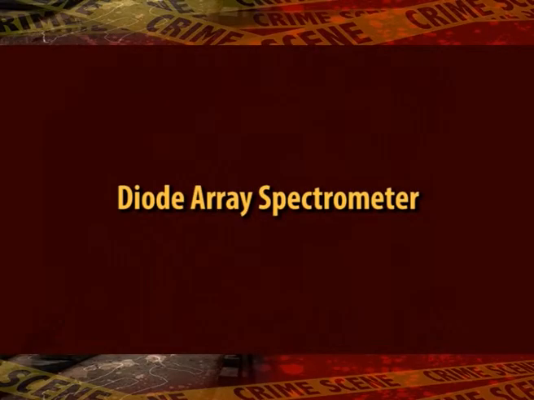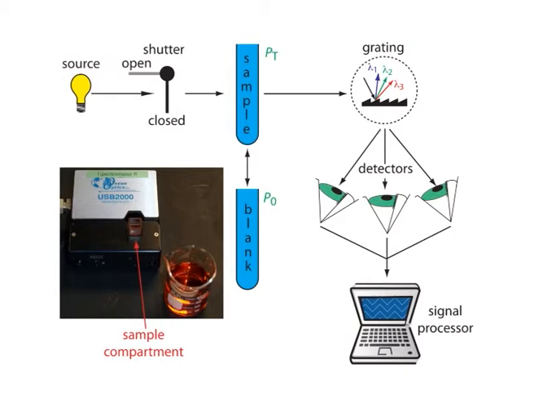Diode array spectrometer. A photodiode array spectrometer consists of many photodiodes as detectors. The resulting array of detectors records an entire spectrum simultaneously in as little as 0.1 second. In a diode array spectrometer, the source radiation passes through the sample and is dispersed by a grating.